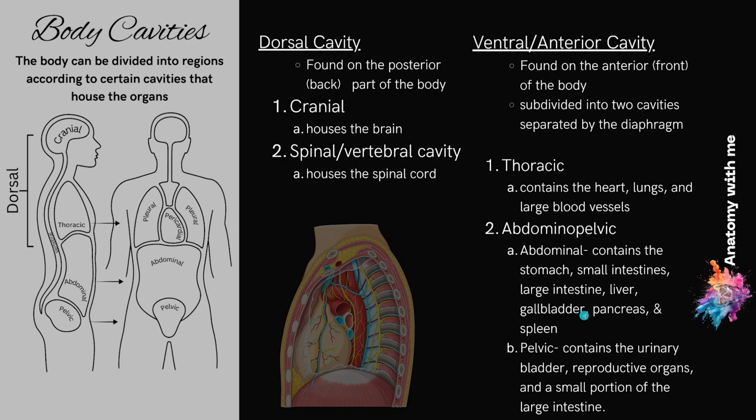In the abdominal pelvic cavity, that's divided into the abdominal and pelvic cavity. The abdominal cavity is going to contain the stomach, small intestine, large intestine, liver, gallbladder, pancreas, and spleen, while your pelvic cavity is going to contain the urinary bladder, reproductive organs, and a small portion of the large intestine.